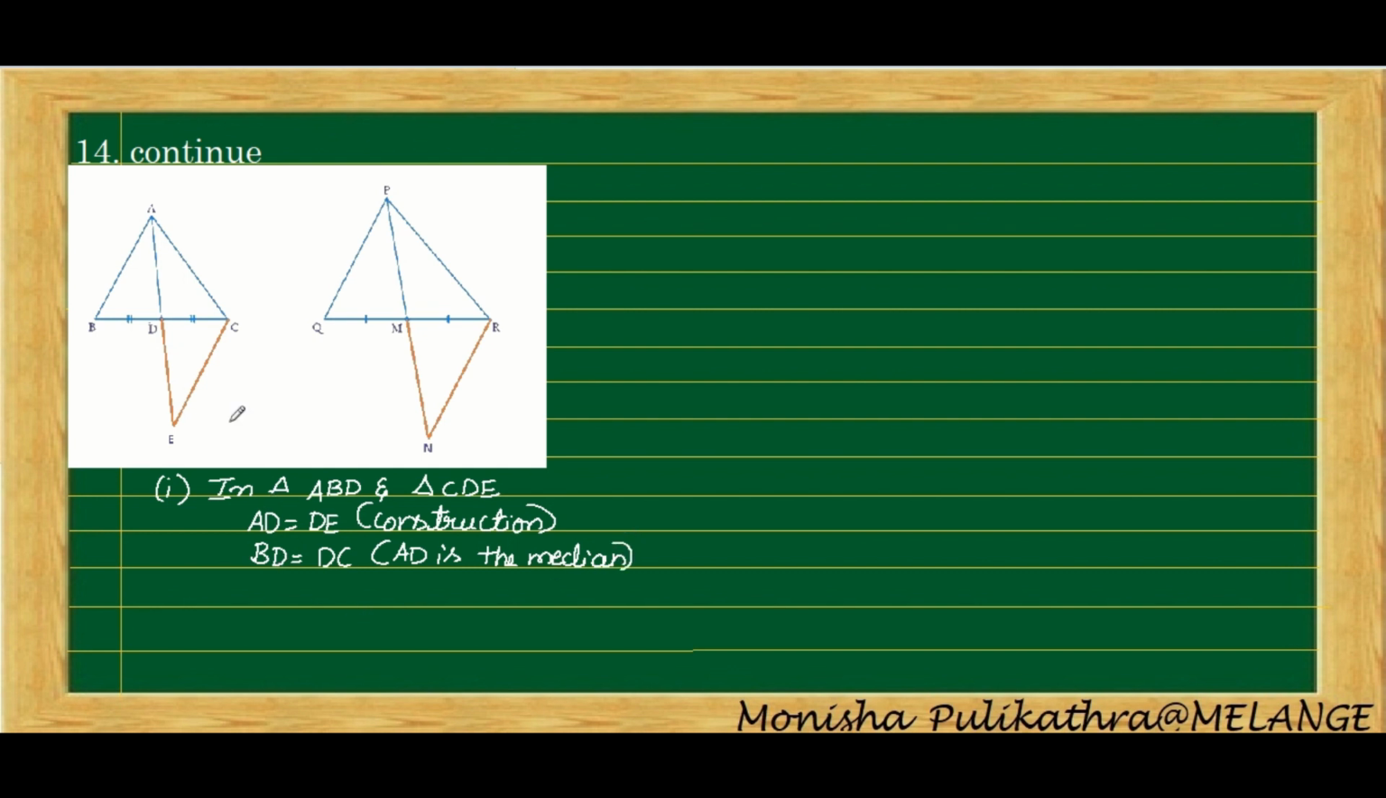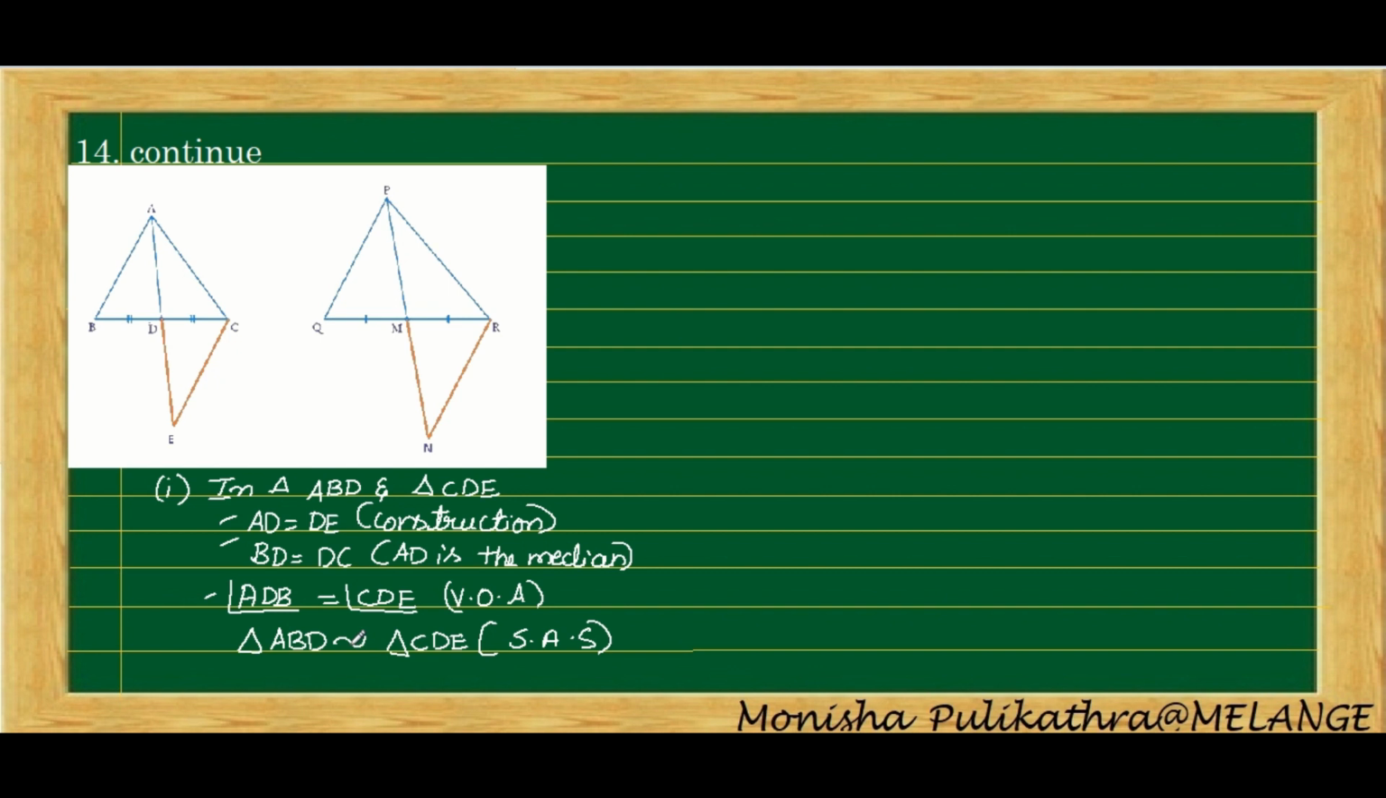So next, angle ADB is equal to angle CDE. Why? Because they are vertically opposite angles, right? So two sides are equal and one angle is equal. So if this is the case, triangle ABD is similar to triangle CDE because of the SAS criterion, one angle and two sides.